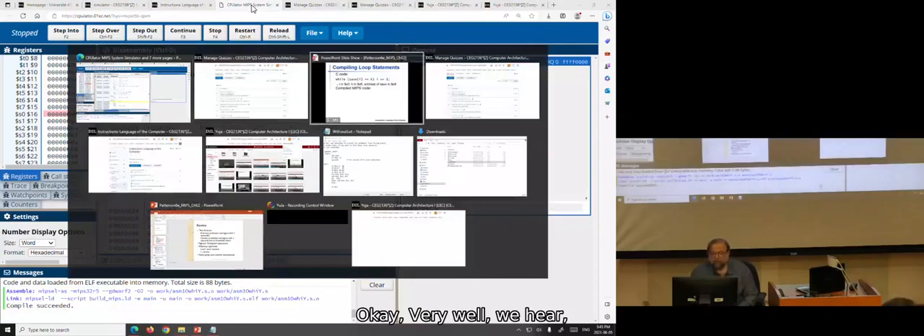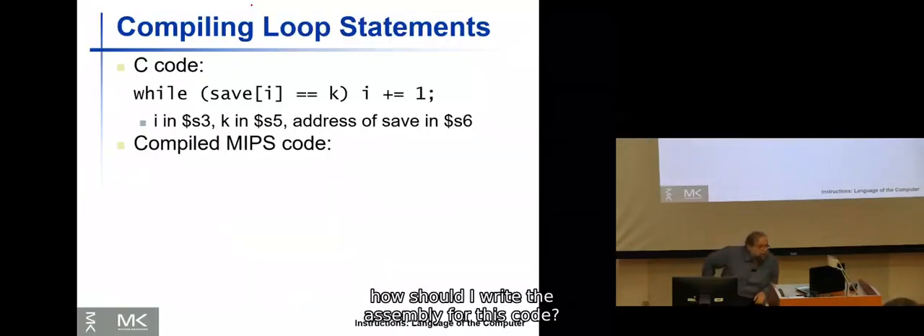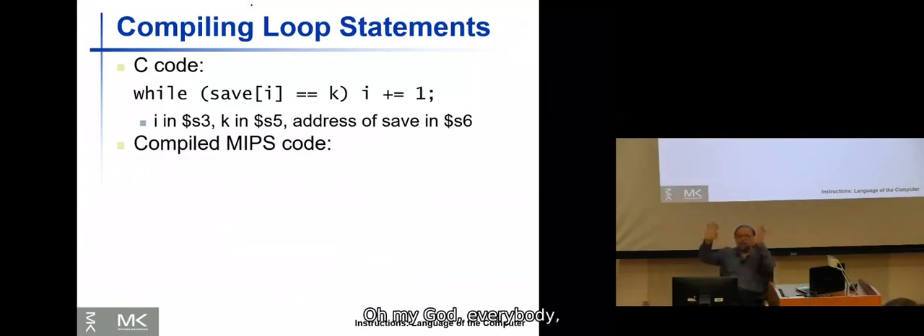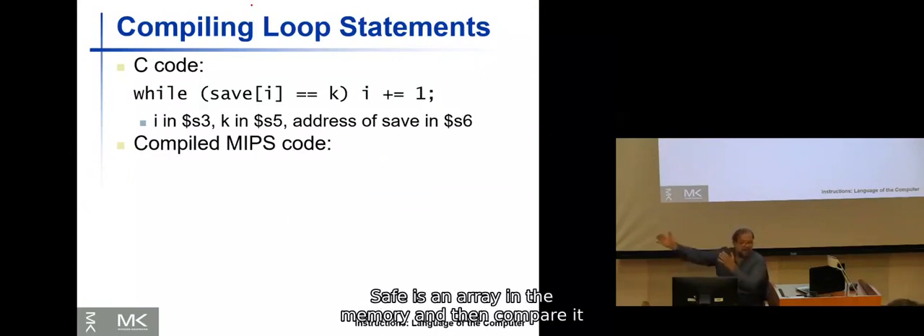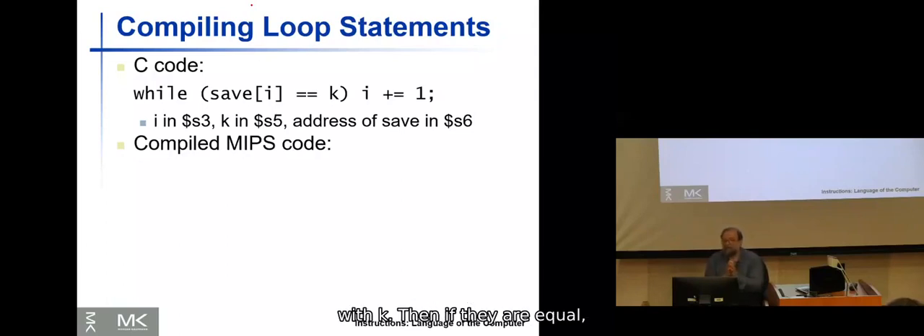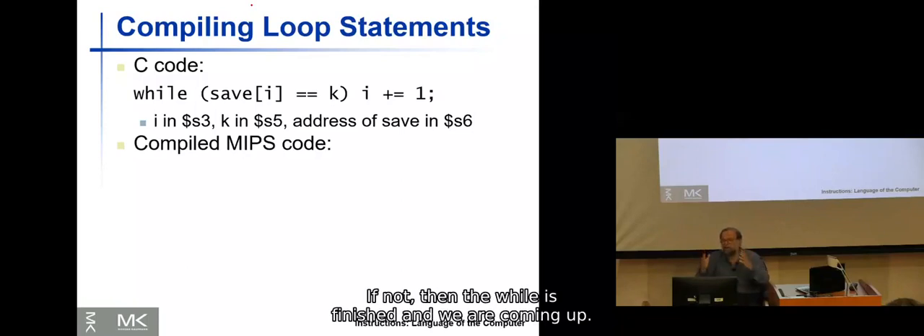Okay. Where were we here? So how should I write the assembly for this code? Everybody, please pay attention. In this example, we also need to go to the memory location and load the value of save. Save is an array in the memory, and then compare it with k. If they are equal, then we will be in the while, and we increment I. If not, then the while is finished and we come out.